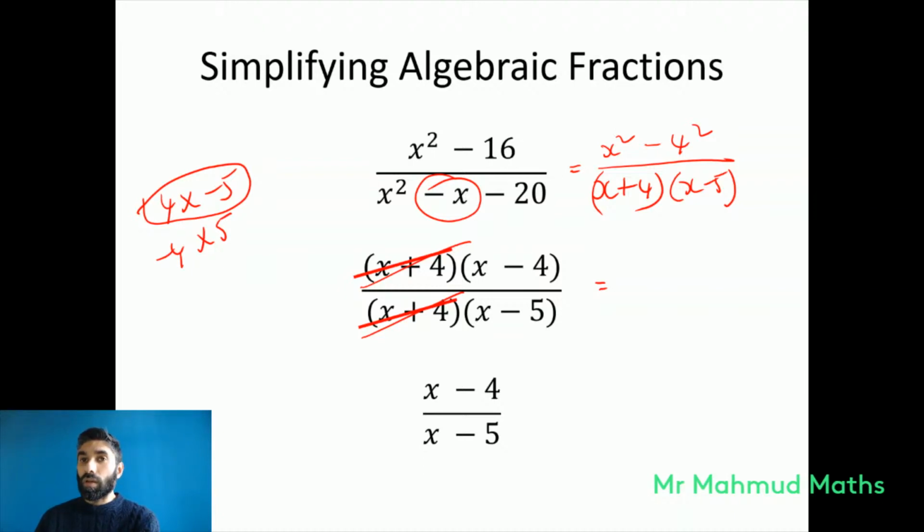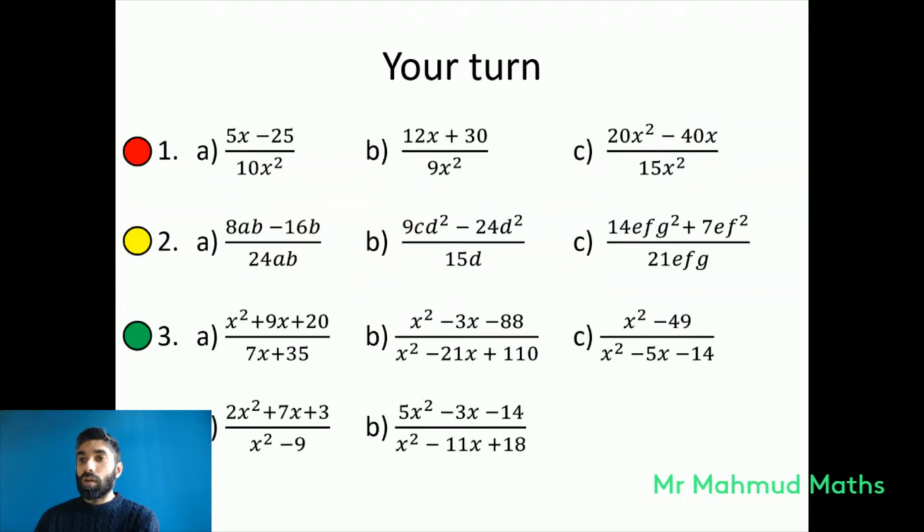Okay. Now, your turn. I would suggest you get some paper and have a go at some of these questions. We've got four different types of questions, some easy, some difficult. I would suggest you start from red, do one question. If you find it easy, then go to the yellow one. And if you think you're okay with those, start with green and move on to the blue questions.